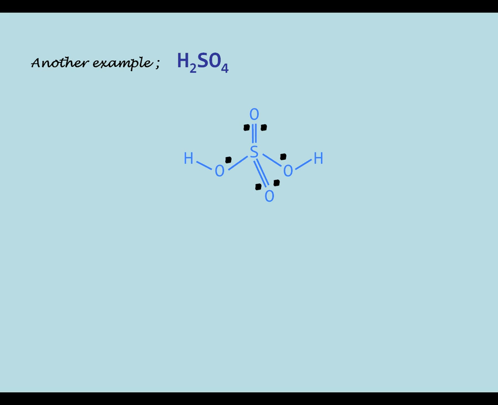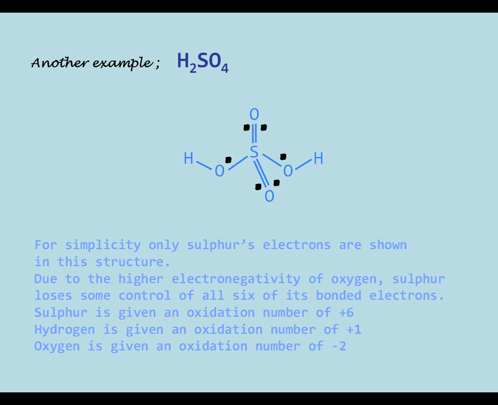When we look at the structural formula for sulfuric acid, a reasonably complex formula, we can look for the electrons in the molecule. Now, for simplicity, I've only shown the sulfur electrons here in this diagram indicated in little black squares. Now, sulfur's in group 6, so it has 6 outer shell electrons.